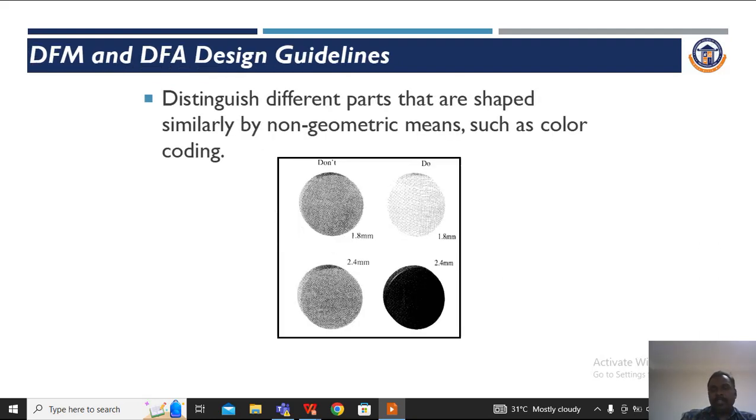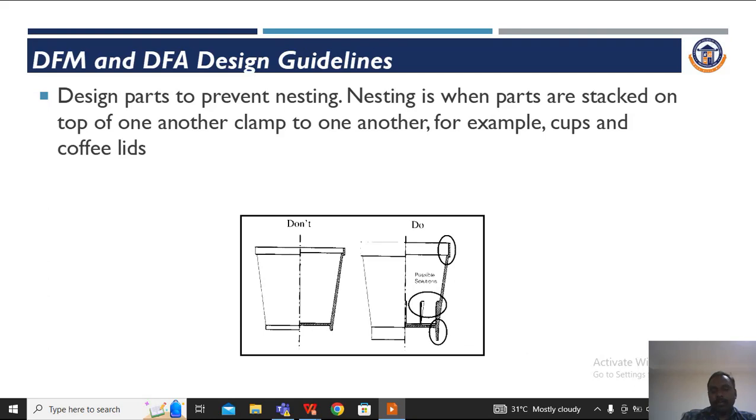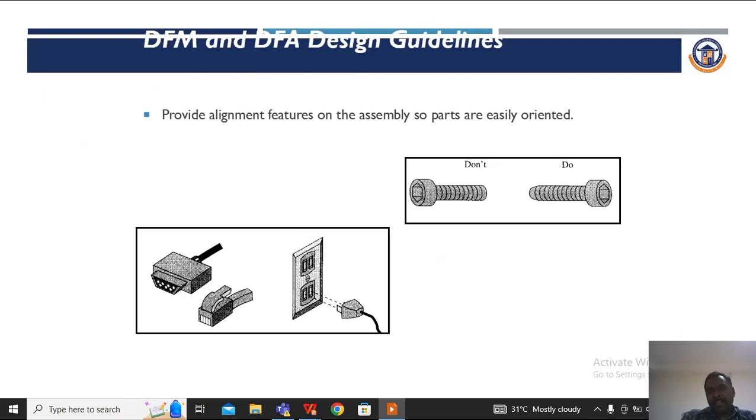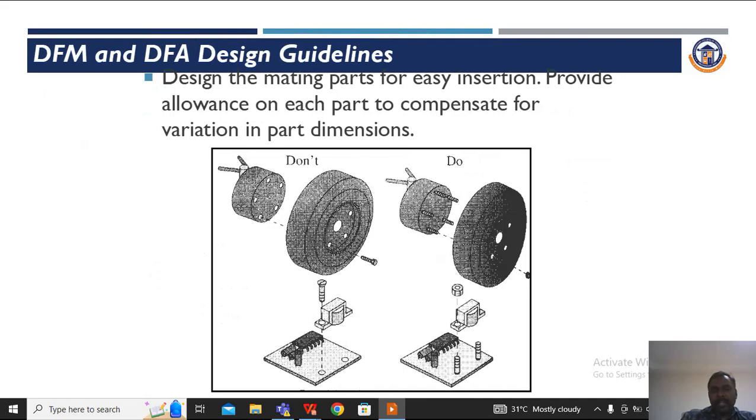This is a modularization example. This is a color identification, from material color identification to differentiate the product. And this is providing the hub to prevent nesting, designing the product based on nesting. And design parts with orientation features, which we have already seen. And these are Allen screws to fasten it. And this one is a design of mating parts for easy insertion.